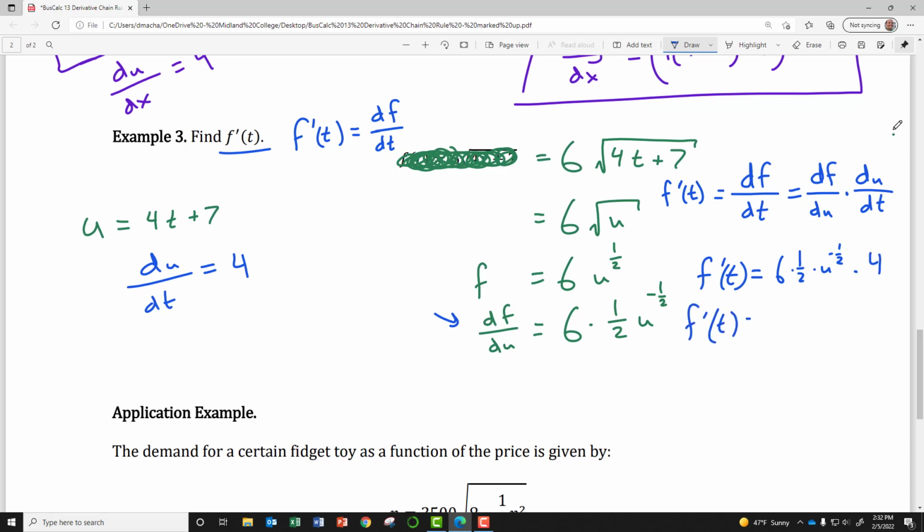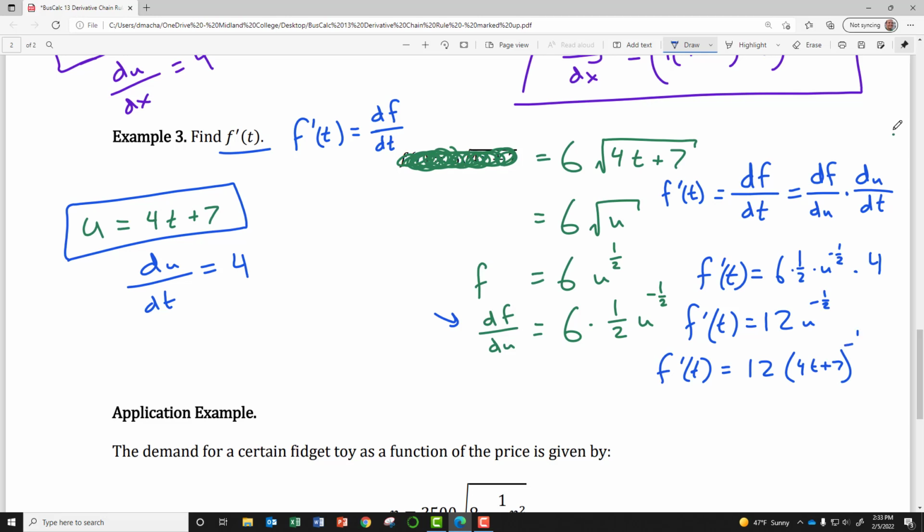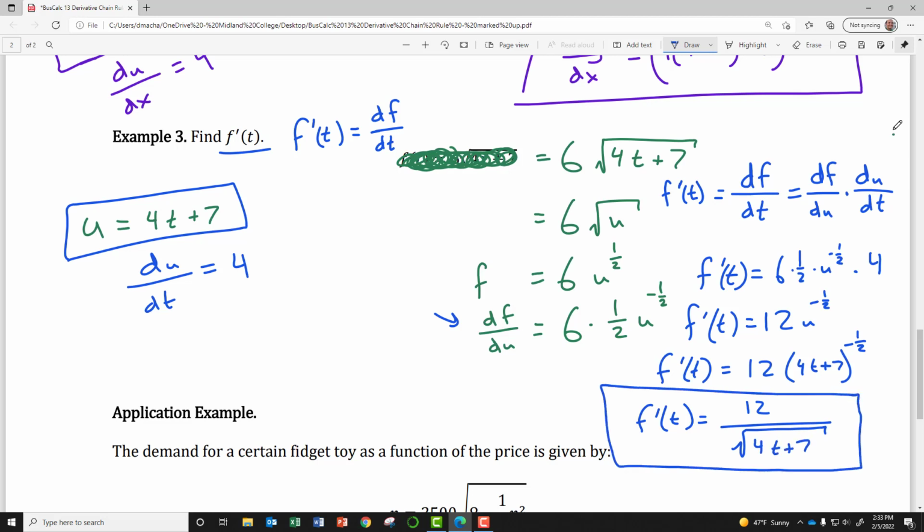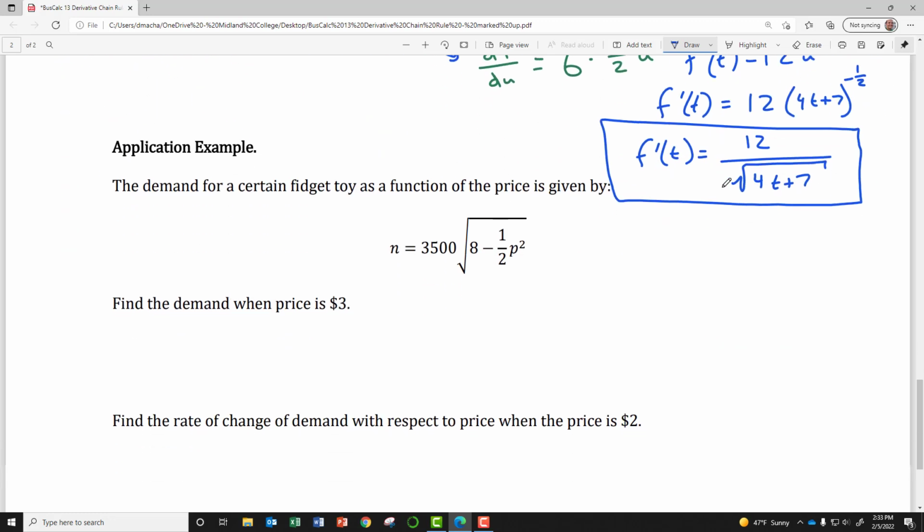So simplifying, 6 times 1/2 is 3, 3 times 4 is 12, so this is 12u to the negative half power. And remember, u is just 4t plus 7, so I write 12 times 4t plus 7 to the negative half power. And you remember what the negative half power means, right? So we have 12 over square root 4t plus 7. So the negative exponent puts it in the denominator, and then the half means square root. An exponent of half means square root, so there we go.